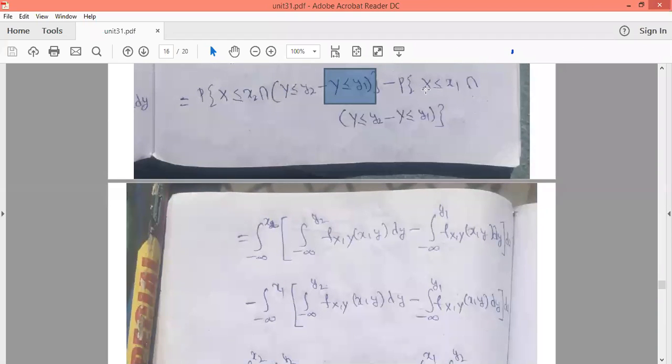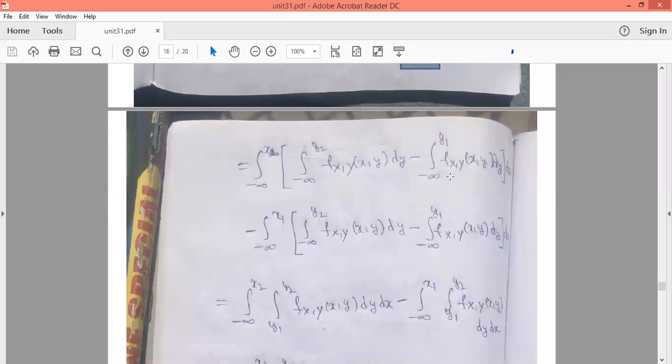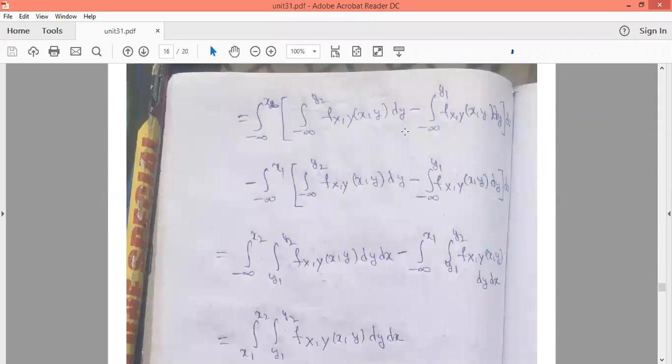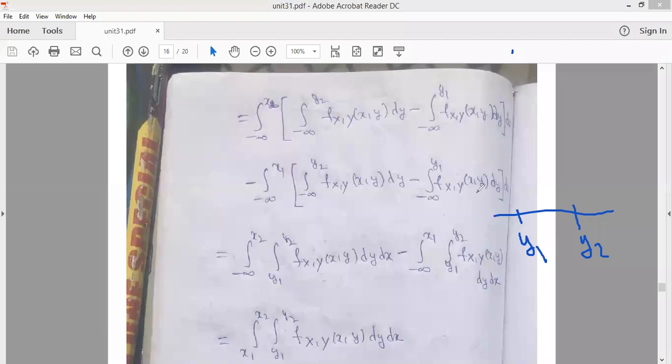Similarly, this term. What is the x range? Minus infinity to x1. For first one, the limits are minus infinity to y2. The second term, the limits are minus infinity to y1. Okay. So we have got this. Now what we do here, see here, y2 will be always greater than y1. One integral is including the value till y2, whereas another integral is including the value till x1.